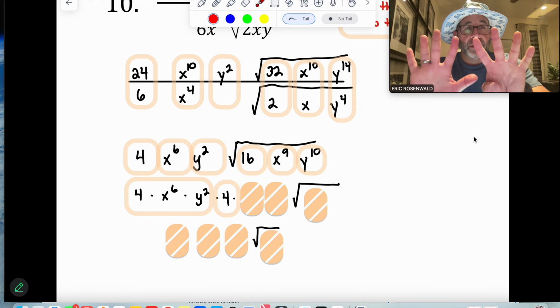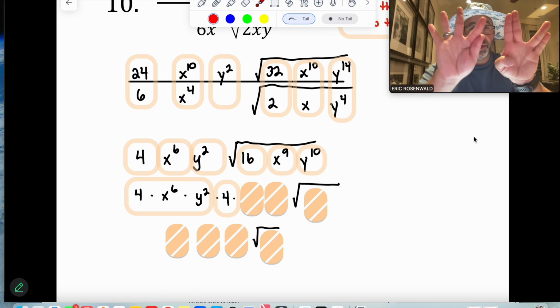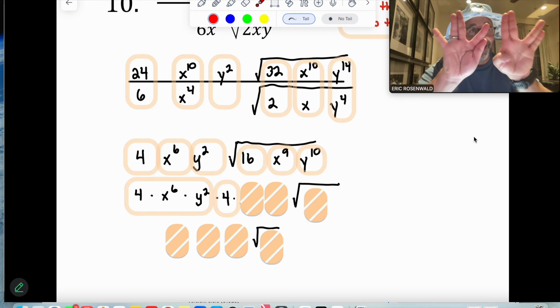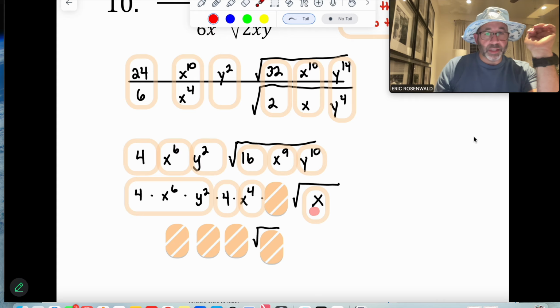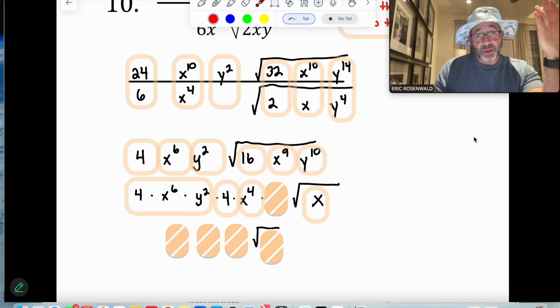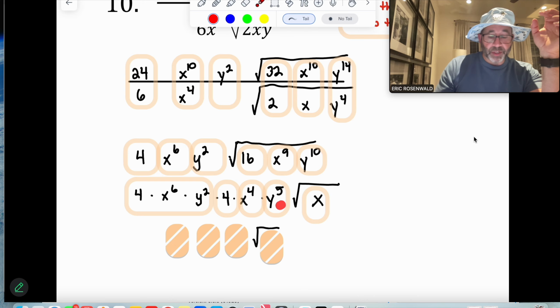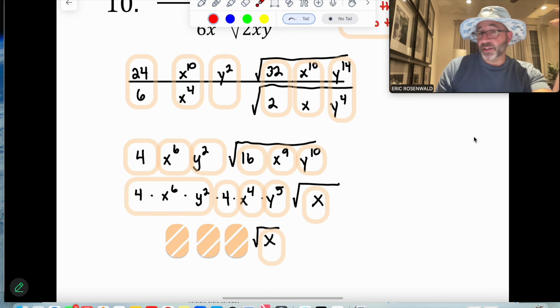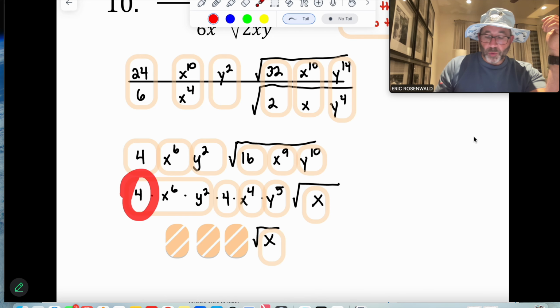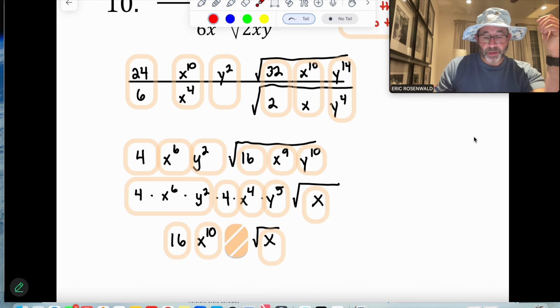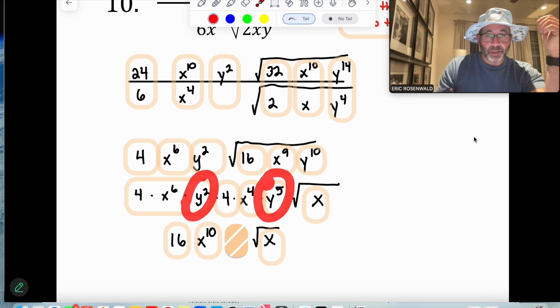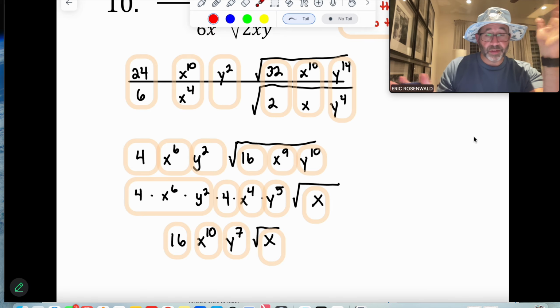How many pairs can go out together? Well, there's 1 pair, 2 pairs, 3 pairs, 4 pairs, and so there's 1 extra remaining. So 4 pairs go outside and 1 extra remains on the inside. And then there's 10 y's, so those are going to be 5 that go outside. So we have that x on the inside, and now let's put all the stuff on the outside together that can go together. 4 times 4, 16. X to the 6th, x to the 4th is going to be x to the 10th. Y to the 2 and y to the 5th is going to be y to the 7th, and you're done.